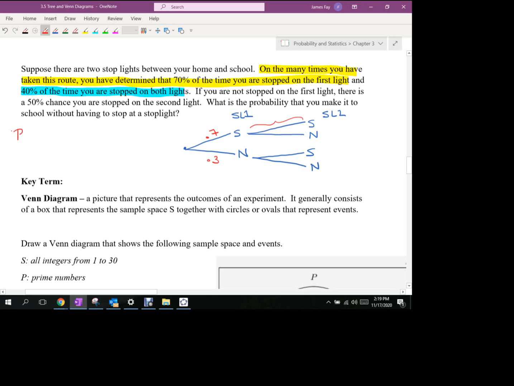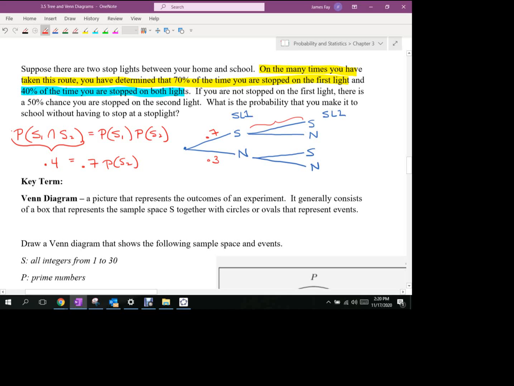Think about this. The probability of stopping on light 1 and stopping on light 2, isn't that equal to the probability of stopping at stoplight 1 times the probability of stopping at light 2, because they're independent events? That kind of makes sense? They're saying that this should be 40%. Do we know the probability of stopping at stoplight 1? Should be 0.7, right? We don't know the probability of stopping at stoplight 2. That's what we're trying to figure out.